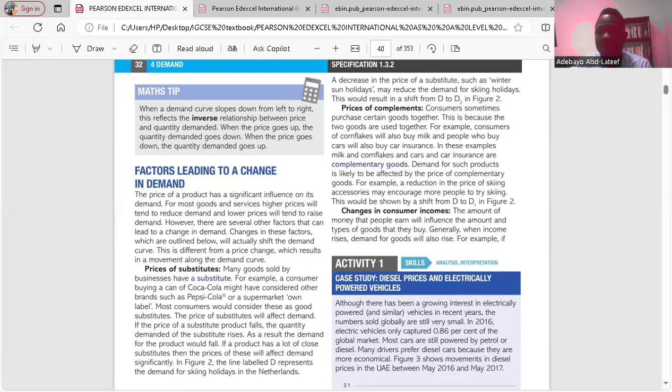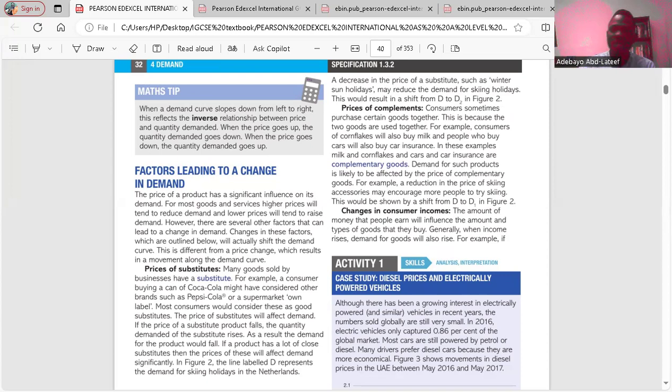For example, a reduction in the price of skiing accessories may encourage more people to try skiing. This would be shown by a shift in demand from D to D1. So what they are saying is this: if the price of a complement falls, the demand for such products would increase. So the product that is being used with it, the demand would increase.